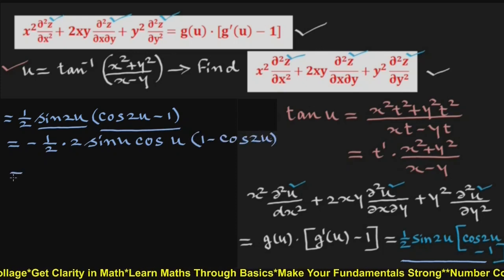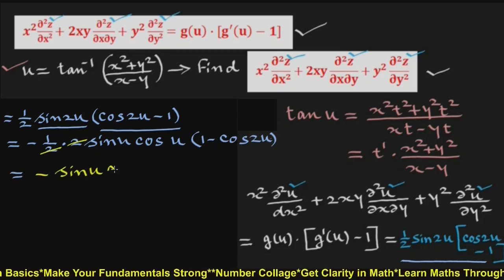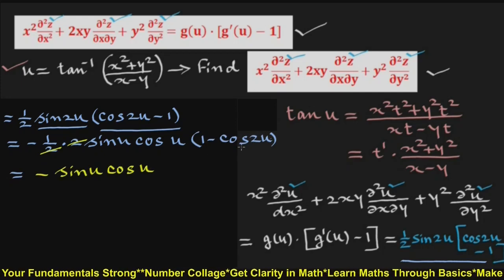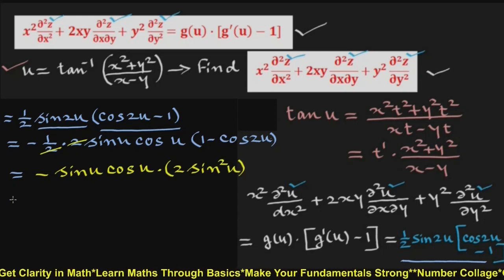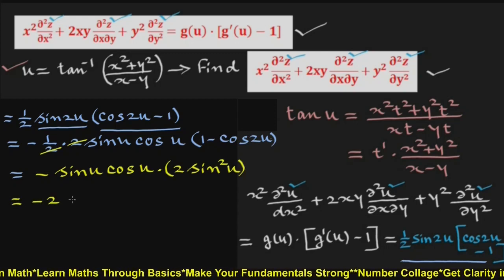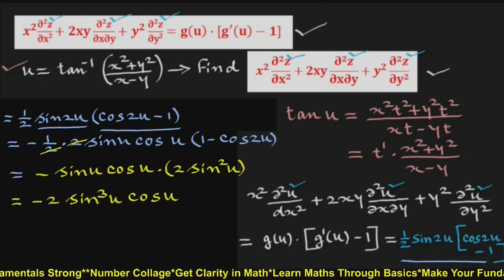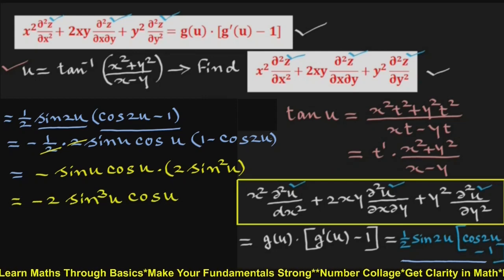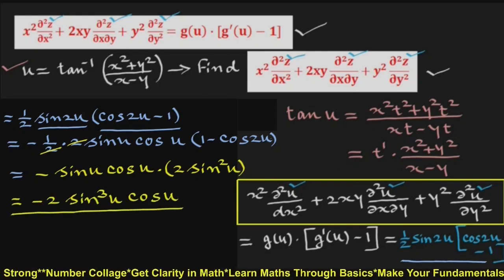So this will be, after cancelling 2, minus sin u cos u, and for 1 minus cos 2u, we write 2 sin square u. So that will be minus 2 sin cube u cos u. So this will be the required value of this expression, minus 2 sin cube u cos u.